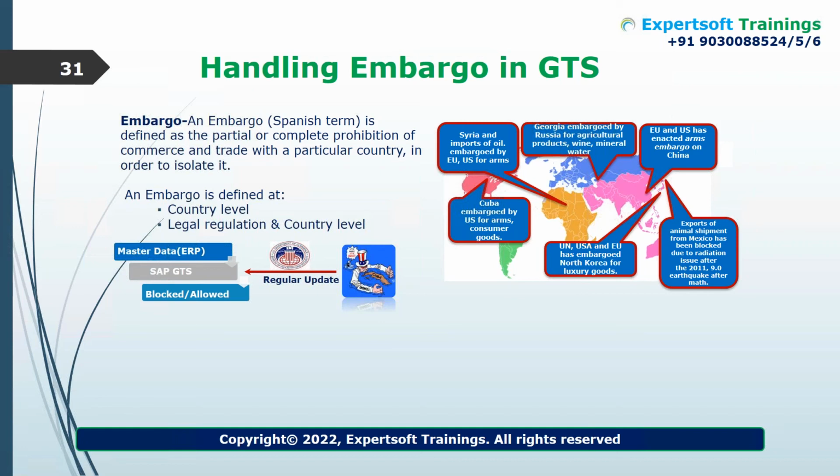So not only your company from the US, but also your company from India cannot trade. Suppose you have two different entities, one based out of India and one based out of the US. If you have a complete embargo on Syria, neither the US entity nor the Indian entity can trade with Syria. Okay, that's the complete embargo definition.